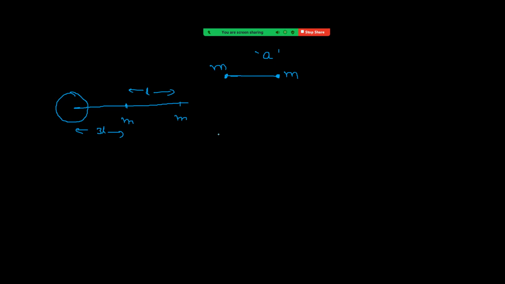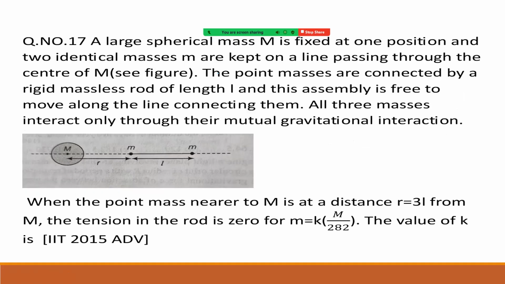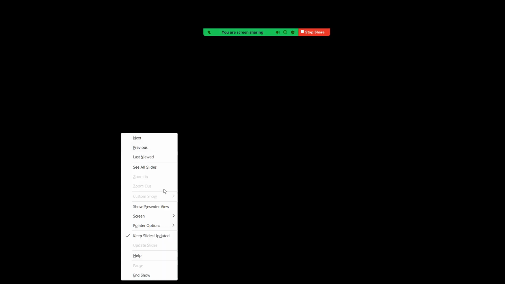Net force on this equal to net force on that is equal to G M1 M2 by separation, which is 3L, so square of 3L, minus. Minus means this attracts. Right. Take the diagram once again.